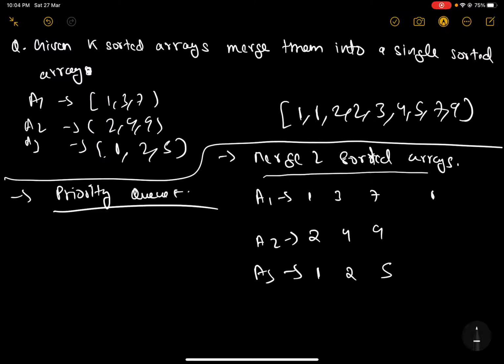So let's say i1 is pointing at 0, i2 is pointing at 0, and i3 is pointing at 0. It means that i1 is pointing at the 0th element of a1, i2 is pointing at the 0th element of a2, and i3 is pointing at the 0th element of a3. Now how do I determine the next element of the resultant array? I have initialized the pointers. So i1 is pointing at 1, i2 is pointing at 2, and i3 is pointing at 1. These are the numbers being pointed at by the pointers.